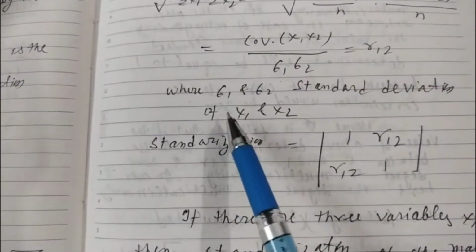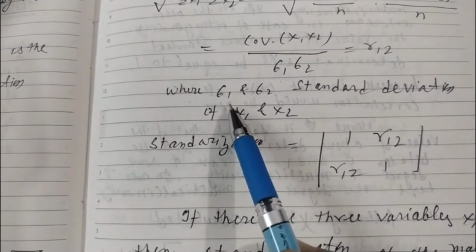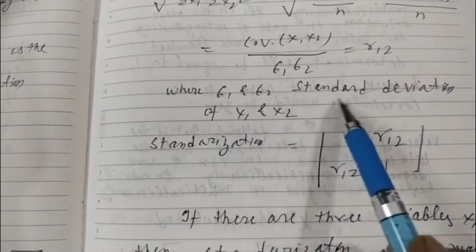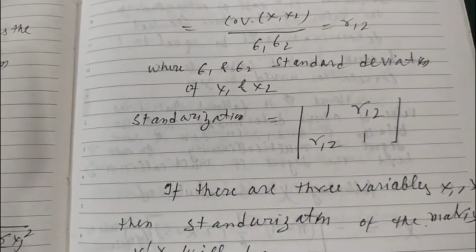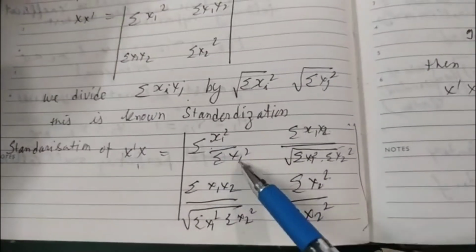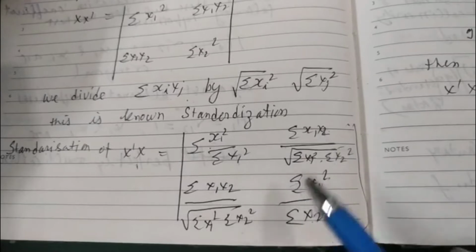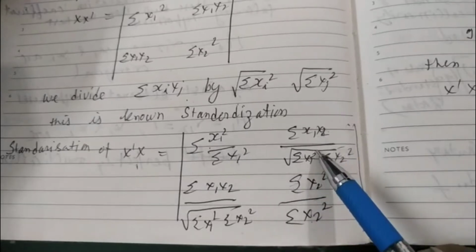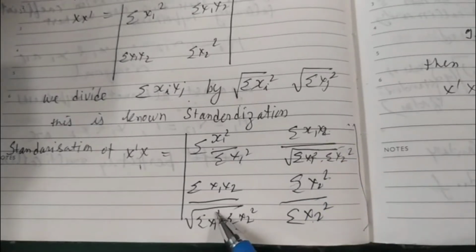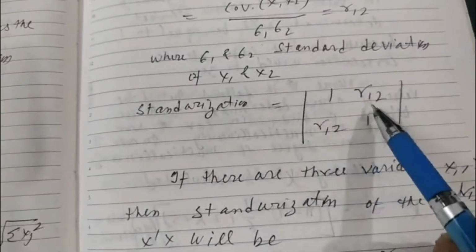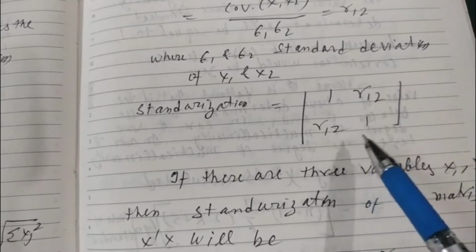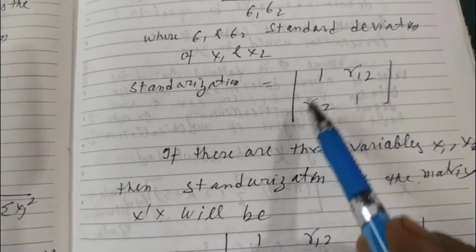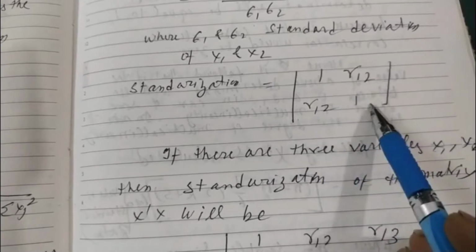Putting these values, where SD1 and SD2 are the standard deviations of x1 and x2. After standardization, the diagonal terms will be eliminated by 1. This is the correlation between x1 and x2. Our determinant will become: 1, correlation between x1 and x2, correlation between x1 and x2, and 1, for 2 explanatory variables.